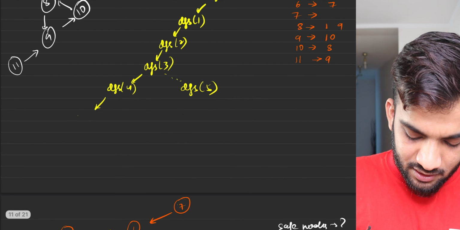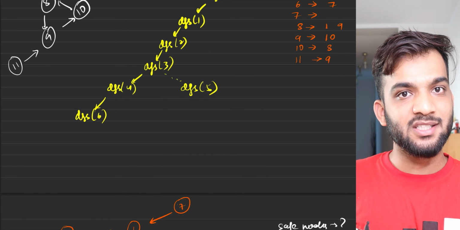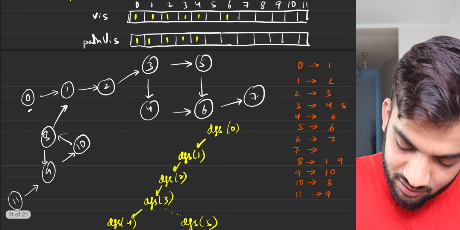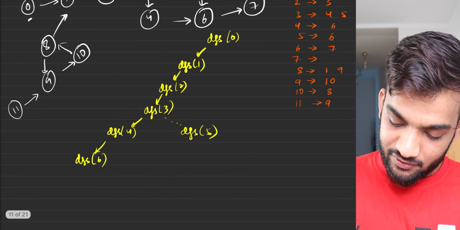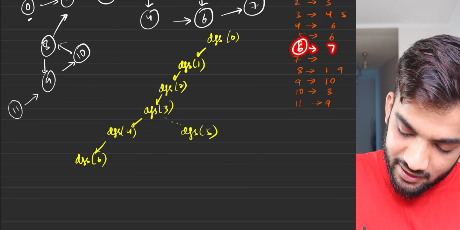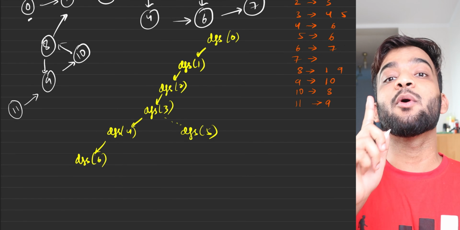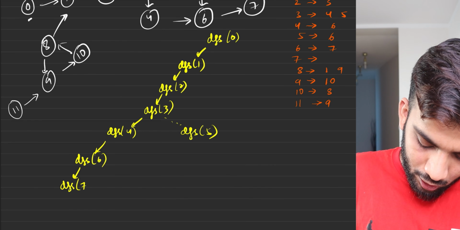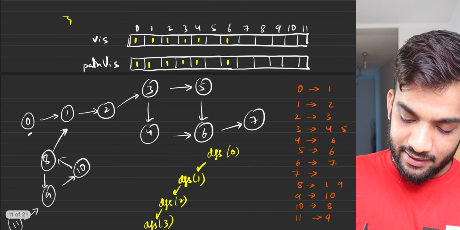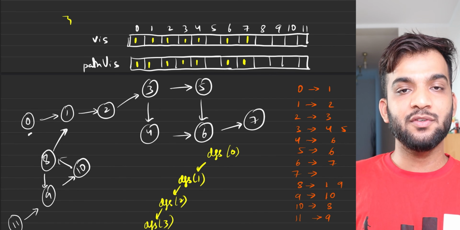4 will go to 6. So let's go to 6. DFS of 6. Again, it will mark 6 as visited and path visited as well. Now 6. It's a very important point. 6 is pointing to 7. So it will call for 7, and it will mark it as visited and path visited.